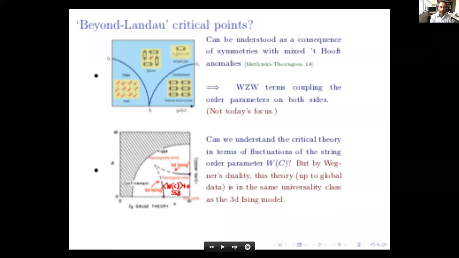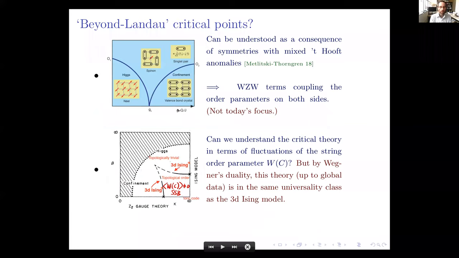And actually both of these examples can be understood as consequences of symmetries. In the case of this Néel to VBS transition, or more generally deconfined quantum critical points, it's possible to understand the nature of the critical point as a consequence of some mixed or 't Hooft anomalies between the symmetries. I don't want to focus on that example. That's not the subject of today. But I think it also can be incorporated into this worldview. What I do want to talk about though is transitions out of topologically ordered states.